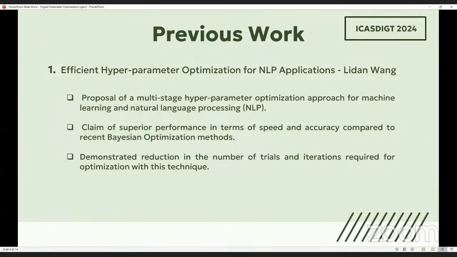Previous work. I am adding three previous works. The first one is efficient hyperparameter optimization for natural language processing applications. The key features of this paper are: it proposes a multi-stage hyperparameter optimization approach for machine learning and natural language processing, claims superior performance in terms of speed and accuracy compared to recent Bayesian optimization methods, and demonstrates a reduced number of trials and iterations required for optimization with this technique.